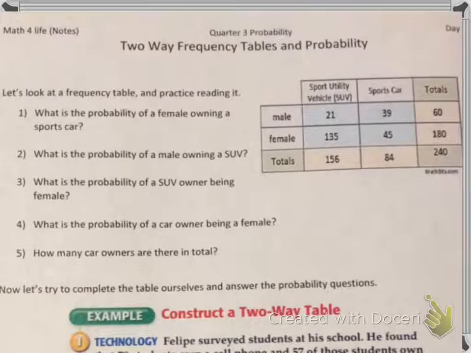This is a note-taking guide for Math for Life. This is in the probability unit, and we're doing day 5. The topic today is two-way frequency tables and probability.